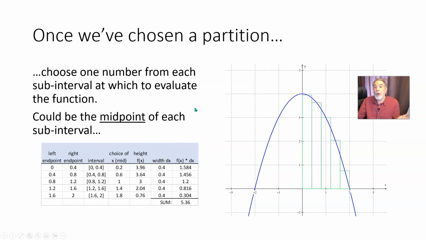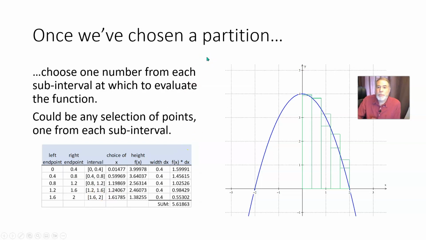Or it could be the midpoint, right in the middle of each subinterval. So it could be 0.2 and 0.6 and 1 and 1.4 and 1.8. Or it could be some other number randomly chosen from each subinterval.